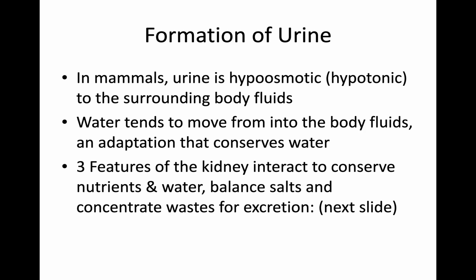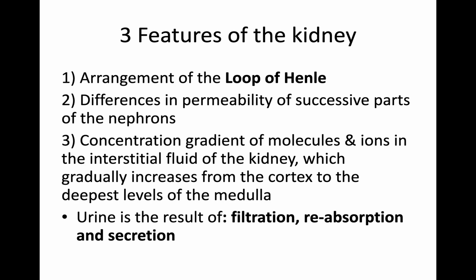In mammals, urine is hypotonic to the surrounding body fluids. And really here we're focusing on water conservation and balancing of different ions and making waste be excreted. So here are some features: the loop of Henle. The nephron has different parts that have different permeability.